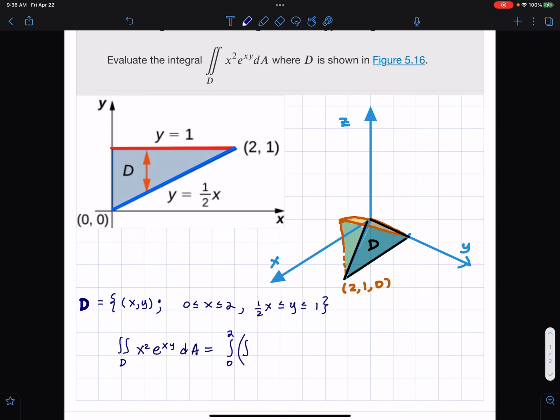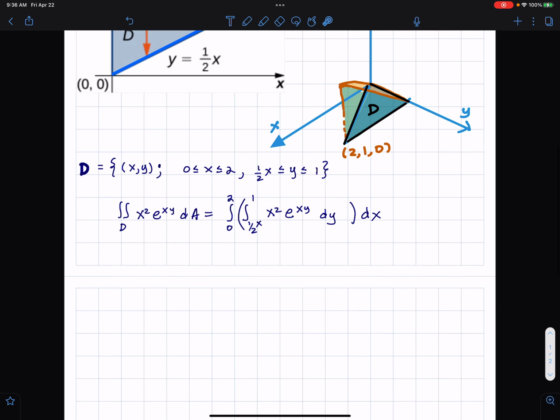I'm going to integrate that with respect to x, because x is between 0 and 2. And then I'm going to integrate between y equals 1/2 x and y equals 1, and then I'll copy and paste this e to the xy, and I'm integrating that with respect to y, because y is greater than 1/2 x and less than 1. By the way, sometimes if it seems confusing, why not write x equals 2, x equals 0, just to keep in mind that these are x values. y equals 1, y equals 1/2 x. You could do that. It's a little messy for the problem.